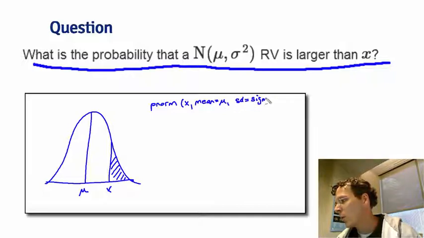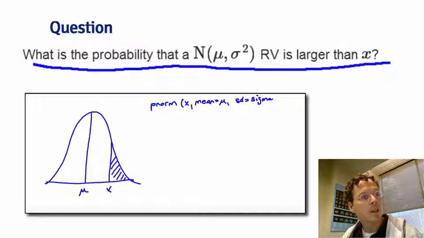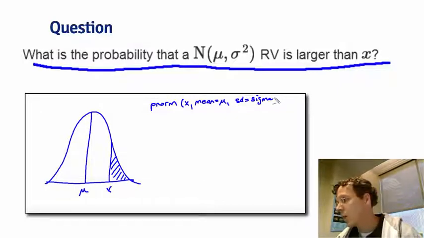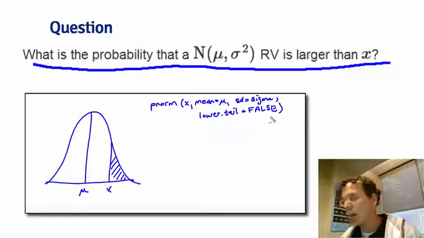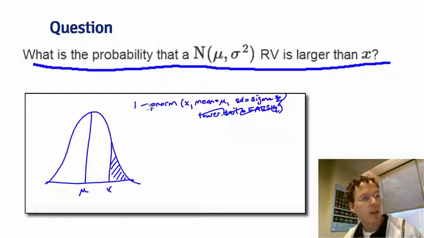Of course, remember that you plug in the sigma value, not the sigma squared value, otherwise you'll get it very wrong. And then we want lower.tail equals FALSE to tell R that we want the upper tail rather than the lower tail. Or you could omit that and do 1 minus that. Okay, that's the easy way.